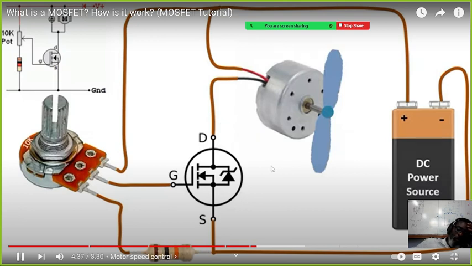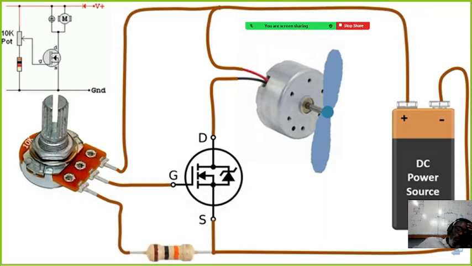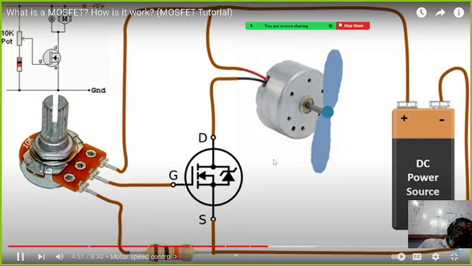Speed control circuit with the circuit diagram in the upper left corner. There is a small DC motor connected to the drain pin of the N-channel MOSFET. There is a DC source to drive this motor. Here, there is a potentiometer connected between the gate and source pins of the MOSFET to provide the voltage. Alright, what kind of MOSFET is this? Is it an N-channel or a P-channel MOSFET?